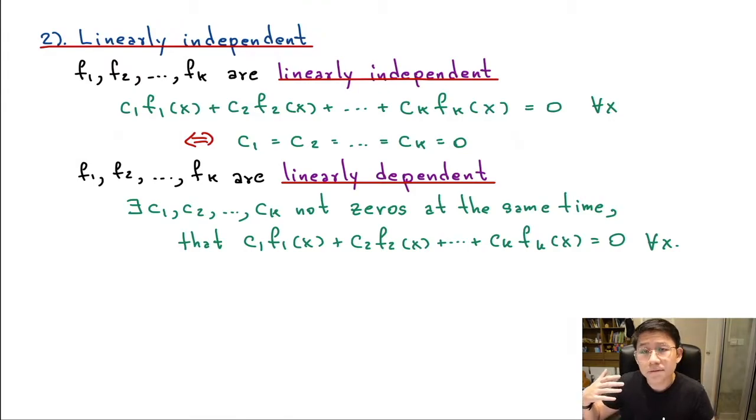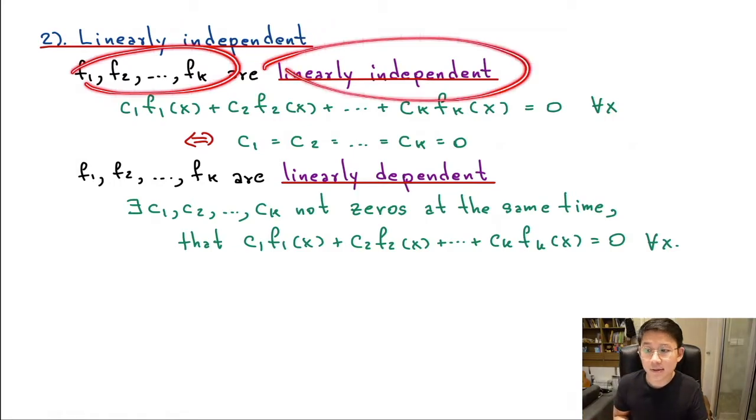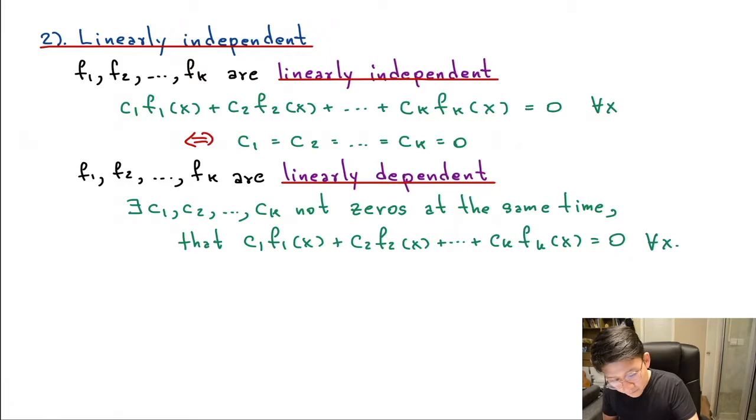The functions f1, f2, until fk are linearly independent if c1 f1 plus c2 f2 plus ... plus ck fk equals 0 for all x, if and only if c1 equals c2 equals ... equals ck equals 0. In other words, these f are linearly independent if and only if, whenever c1 f1 plus c2 f2 plus ... plus ck fk is 0, these constants must all be 0.